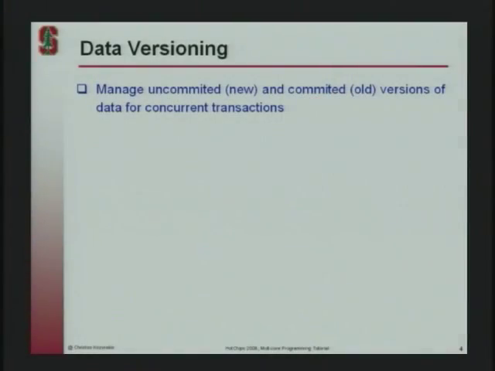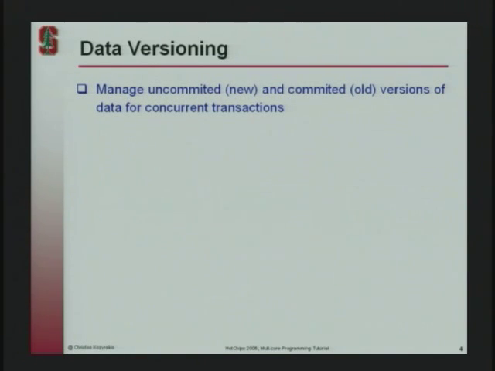So let's start with data versioning. The idea here is that at any point in time, as you're executing transactions, you may have multiple versions of exactly the same data. So you have one version of the data, which was the last committed one, the only one that you know to be correct at any point in time. And then every transaction can create another new version of that data. And until it's committed, it's speculative state. You're not really sure whether it's going to make it or not.